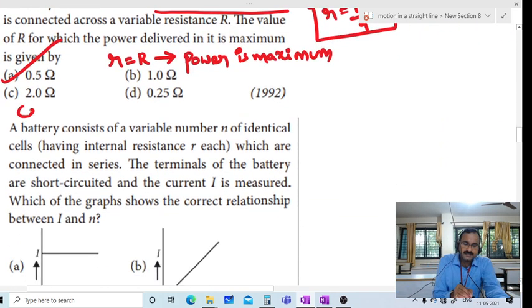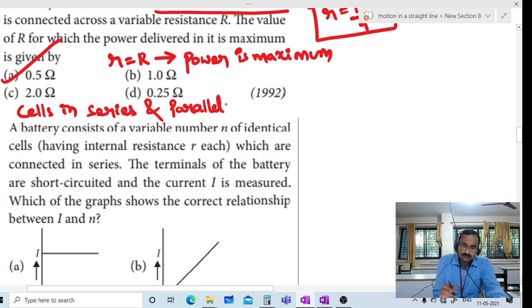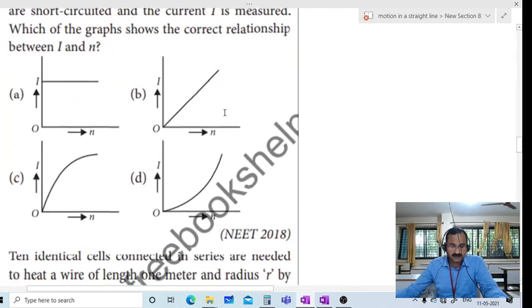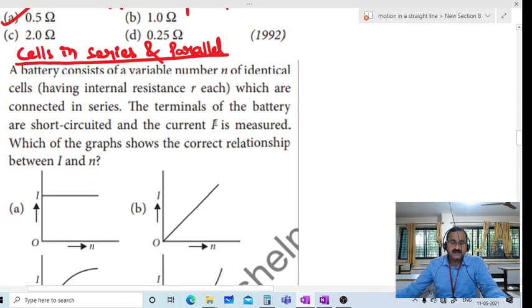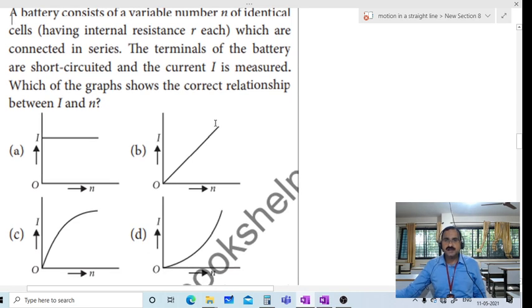Next, cells in series and parallel combination. These are cells in series and parallel combination problems. So this is a NEET 2018 question. A battery consisting of a variable number n of identical cells connected in series. The terminals of the battery are short circuited and current I is measured. Yes, see, the problem is very lengthy but the solution is very simple.